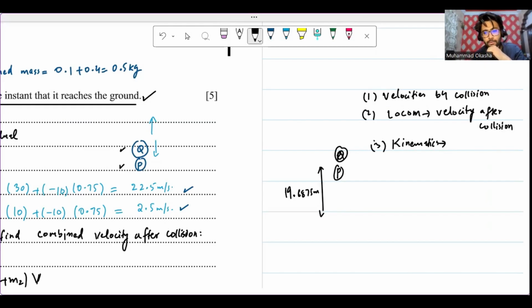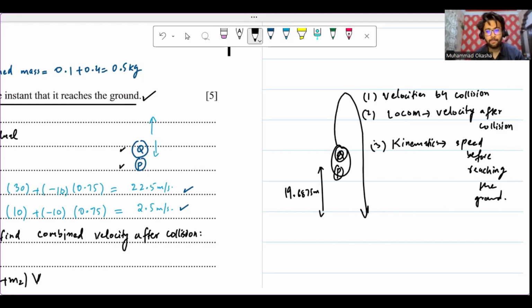to work out the speed before reaching the ground. So the particles combined, they went a little up and they hit the ground.